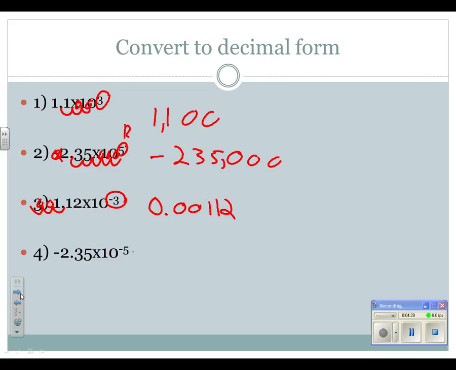Number 4, we have another negative exponent. So again, we're moving to the left. We're still going to keep our negative sign. And it's going to be 1, 2, 3, 4, 5. So we add 4 zeros. So always start with a 0 point, then 4 zeros, followed by all the numbers. And it stays negative. That way is easy.